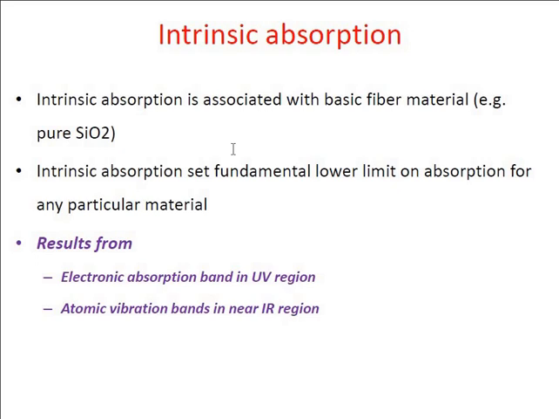First of all, we are looking at intrinsic absorption. In intrinsic absorption, absolutely pure silicate glass has little intrinsic absorption. Why does it have intrinsic absorption? Due to its basic material structure, and it is near the infrared region. So this results because pure silicate glass has little intrinsic absorption.